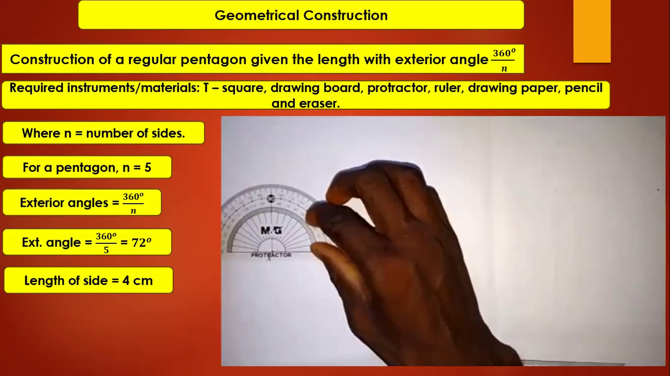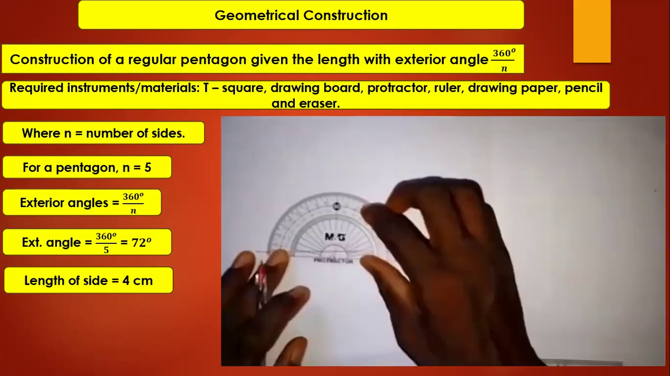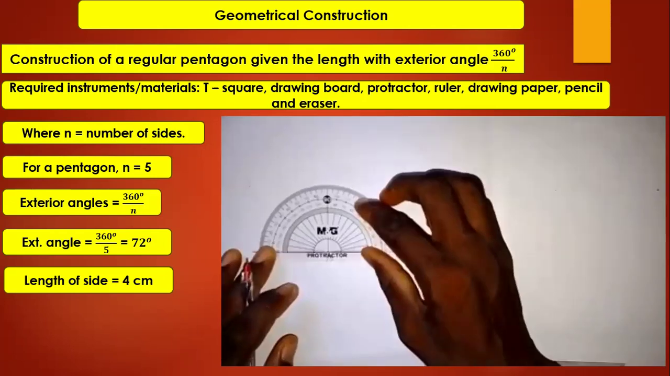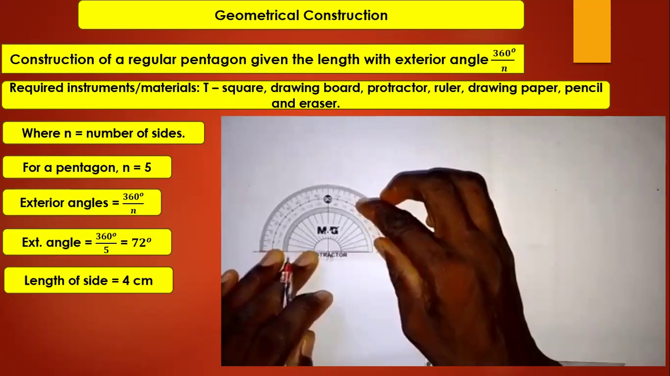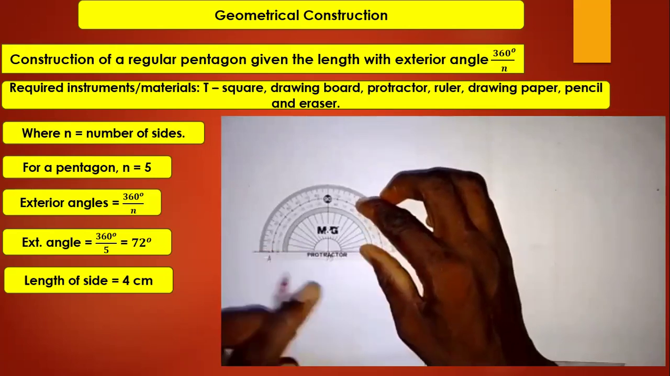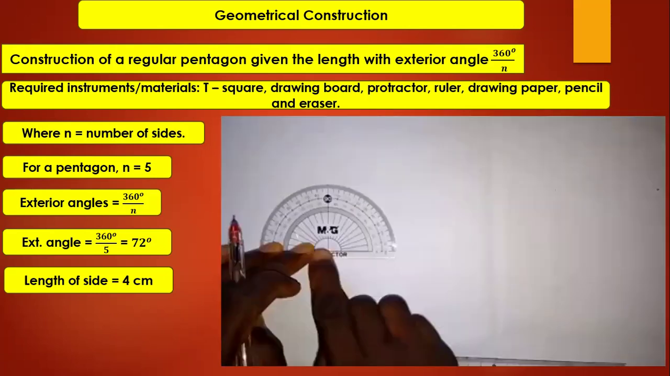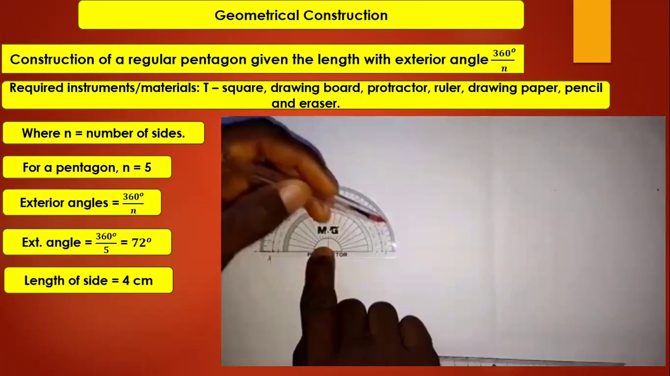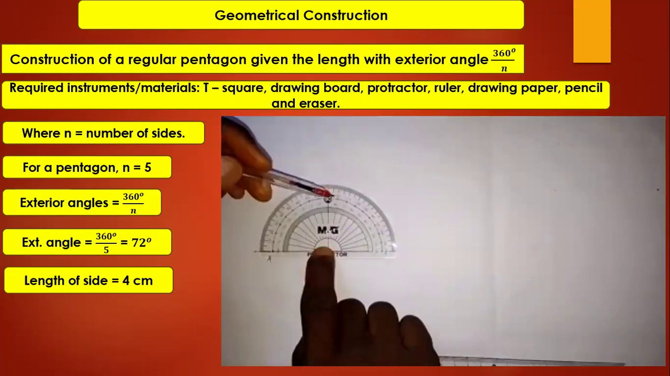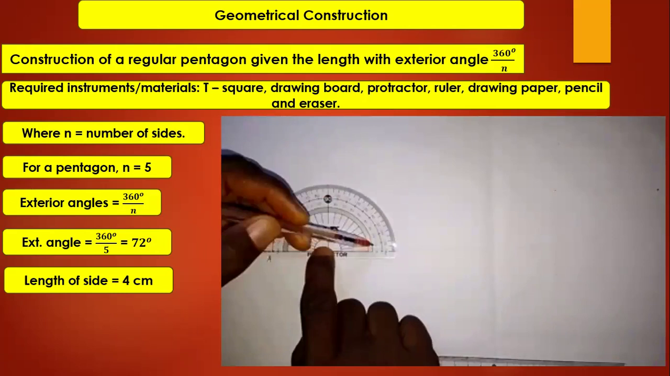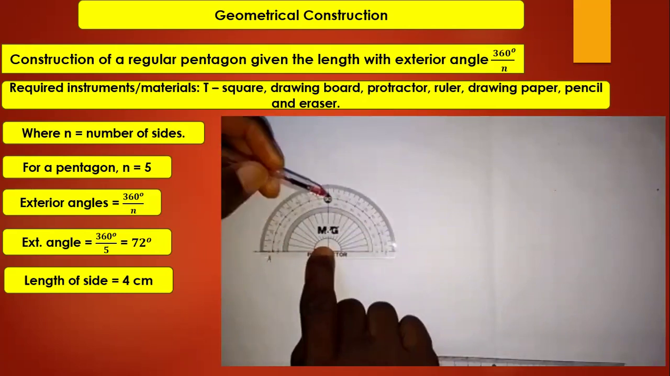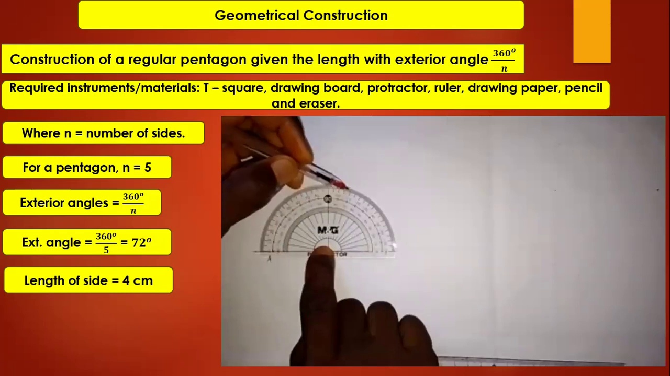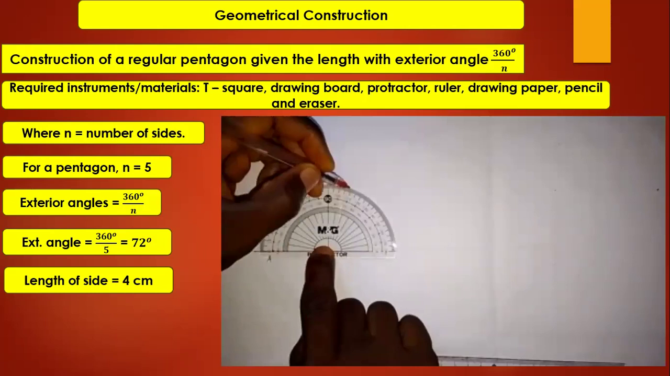Then we bring it to point B here. So we place the center point on point B. I will make sure that the horizontal line is on line AB. Now, when we are reading from the right to the left, we follow the numbering down here. So this is 70, then we have 71 and 72 at this point. So you put a dot on the paper like this.